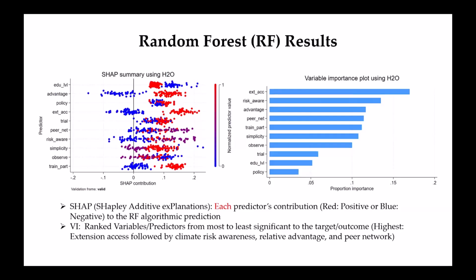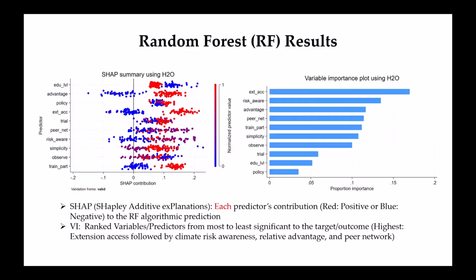So we see the entire set of predictors relative to the target, from the most to the least significant to the target outcome. The highest is extension. You can see at the top that extension access is the most important, followed by climate risk awareness, relative advantage, and peer network.